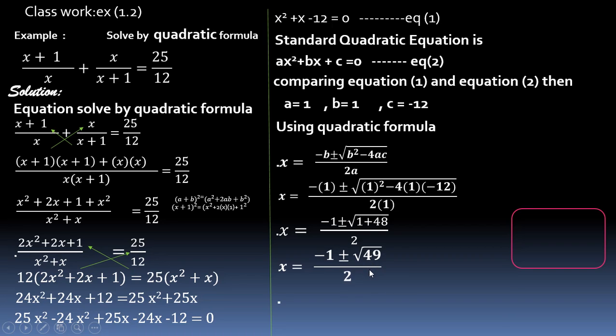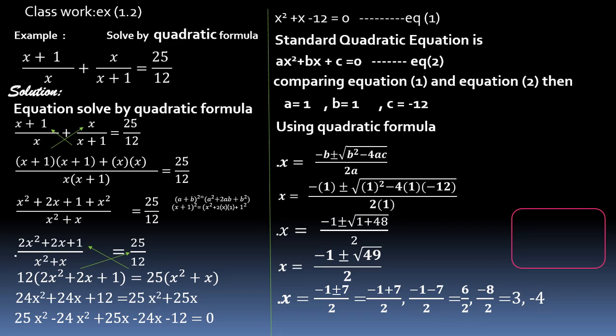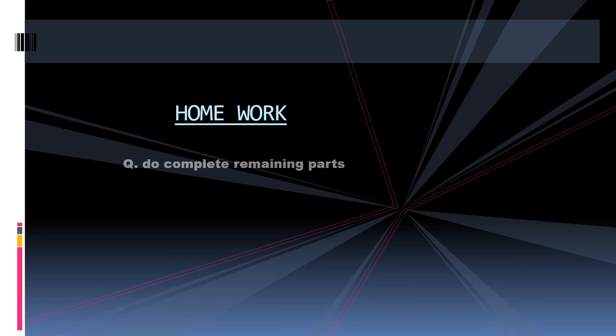x = (-1 ± √49) / 2, and the square root of 49 is 7. There are two roots: (-1 + 7)/2 = 6/2 = 3, and (-1 - 7)/2 = -8/2 = -4. The solution set: x belongs to {-4, 3}. Homework: do the complete remaining.